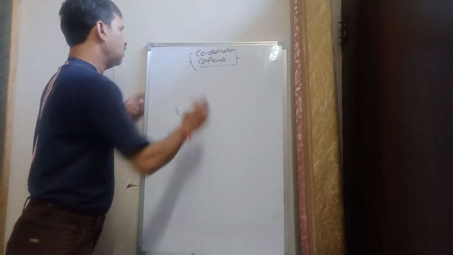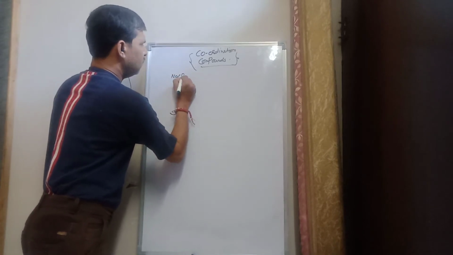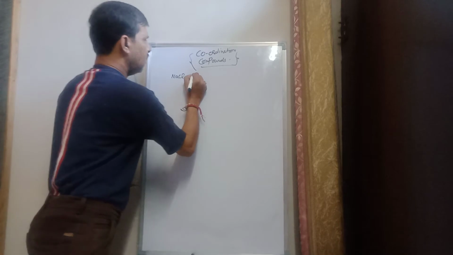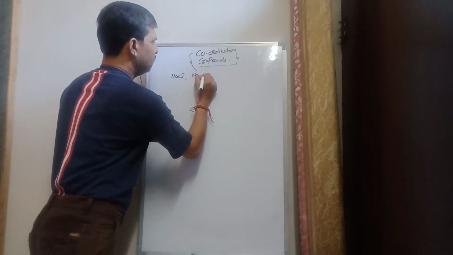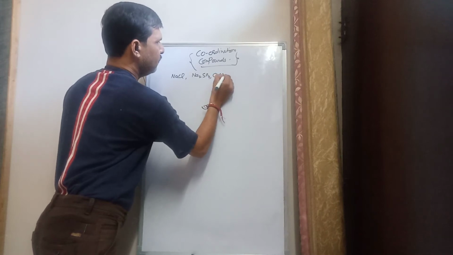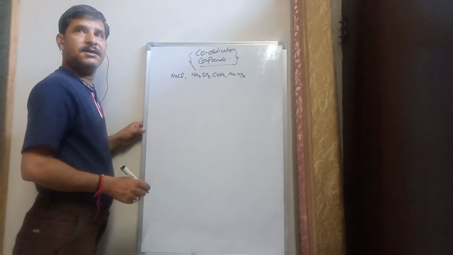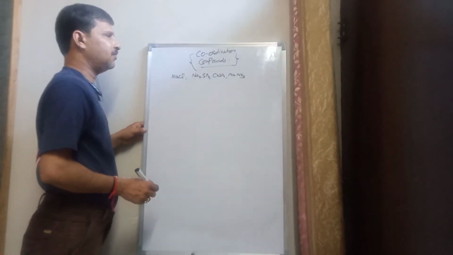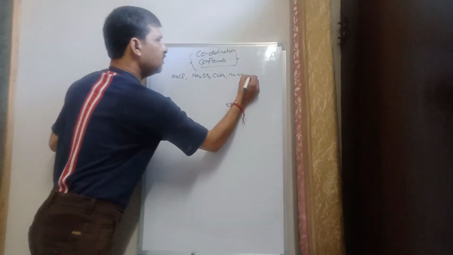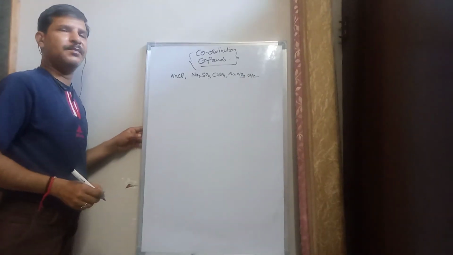For example, NaCl, Na2SO4, CuSO4, NaNO3, etc. As far as simple salts are concerned, these are ionic compounds only.